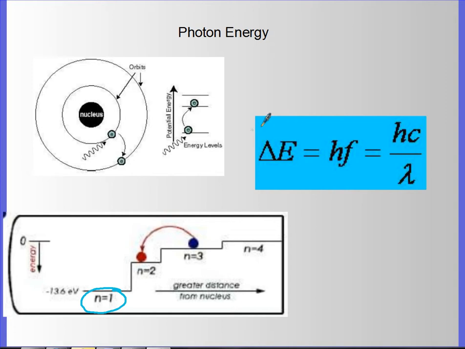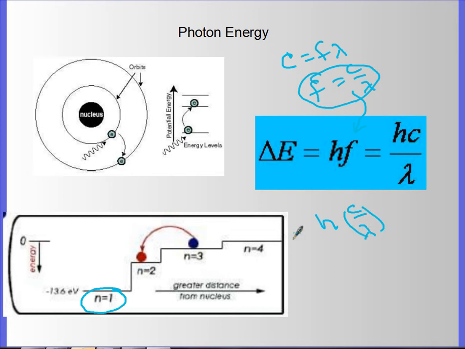Now, what formulas are we going to use? The change in energy is hf, but remember, c is f lambda, so I'm going to solve this for f. f is c over lambda. If I plug it in here, E is hc over lambda. These are just two different ways of writing the same equation. So for the energy emitted, I can tell you either the wavelength or the frequency. We know h and we know c. So I may ask for the frequency, I may ask for the wavelength.